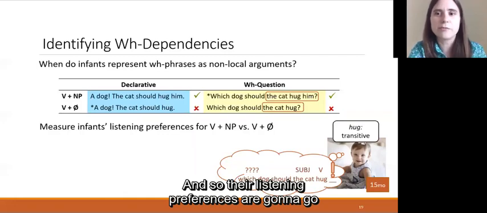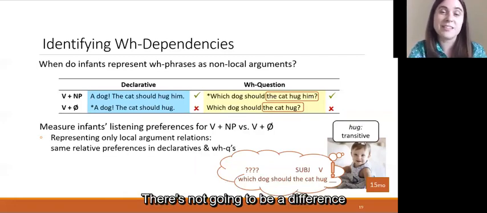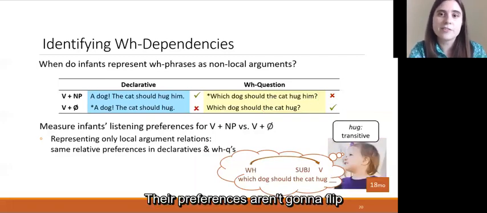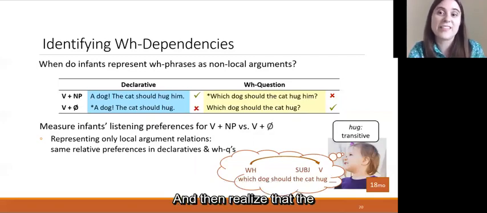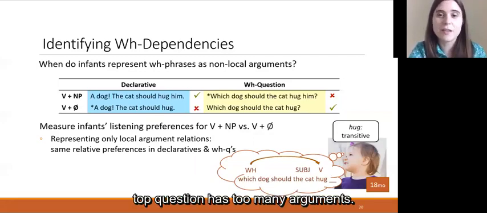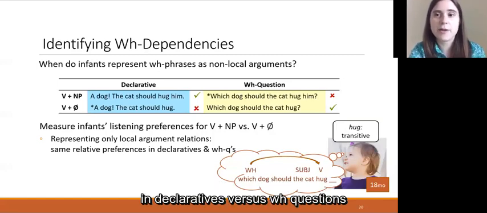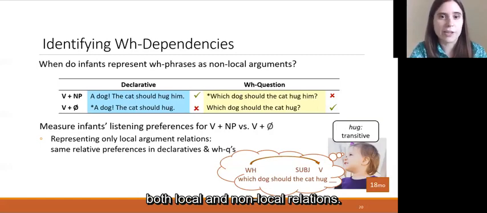And so their listening preferences are going to go in the same direction as the infants who heard declaratives. There's not going to be a difference between these two sentence types. Their preferences aren't going to flip until they represent the WH phrase as an object and then realize that the top question has too many arguments. So we're looking for opposite listening preference patterns in declaratives versus WH questions as evidence that infants represent both local and non-local relations.